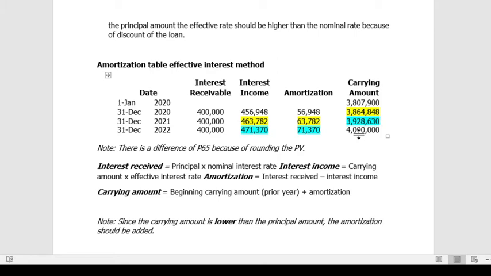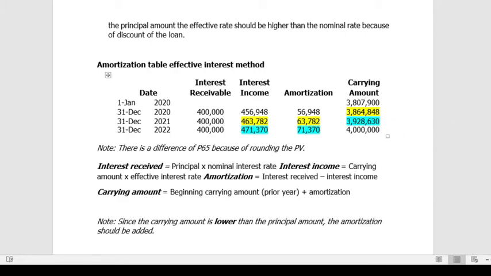However, because you are using present values, using effective interest rates, kapag dun sa end of the year, i-plot mo na kaagad yung 4 million. And then, i-squeeze natin, i-work back natin yun. 4 million minus 3,928,630, 71,370. The 71,370, i-add mo lang doon para maging 471,370. Kasi kapag ang ginamit mo dyan is yung normal procedure, magiging 4,065,000 itong carrying amount at the end of December 31, 2022.